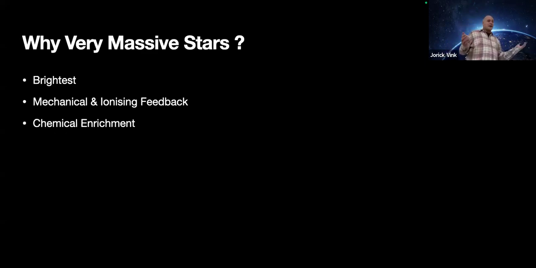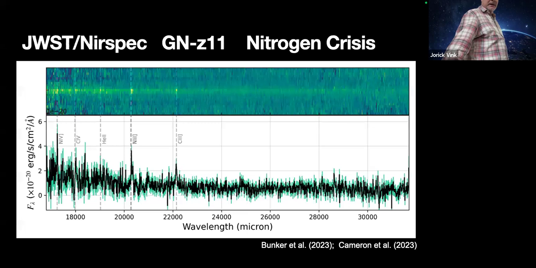So why are people so interested? Of course, they're very bright. The 300 solar mass star is 10 million times the brightness of the sun. So you can see them out to quite far distances. They produce a lot of mechanical energy, high mass loss rates, also very fast wind. They dominate the mechanical energy in clusters. Ionizing feedback, they often dominate, and they are important for a lot of chemical enrichment. For instance, nitrogen, I'll come to that. Carbon, other elements, very relevant for that as well.